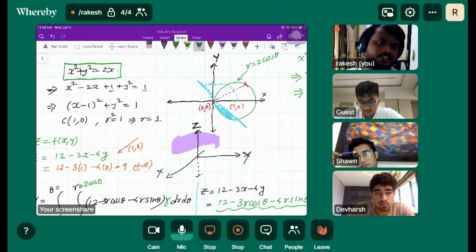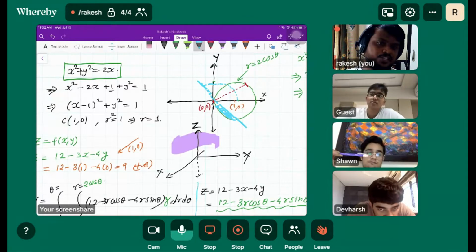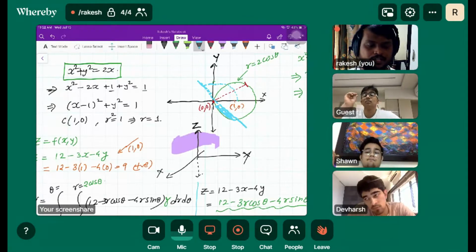Yes, it will cancel out the integral if you just take 0 to pi.